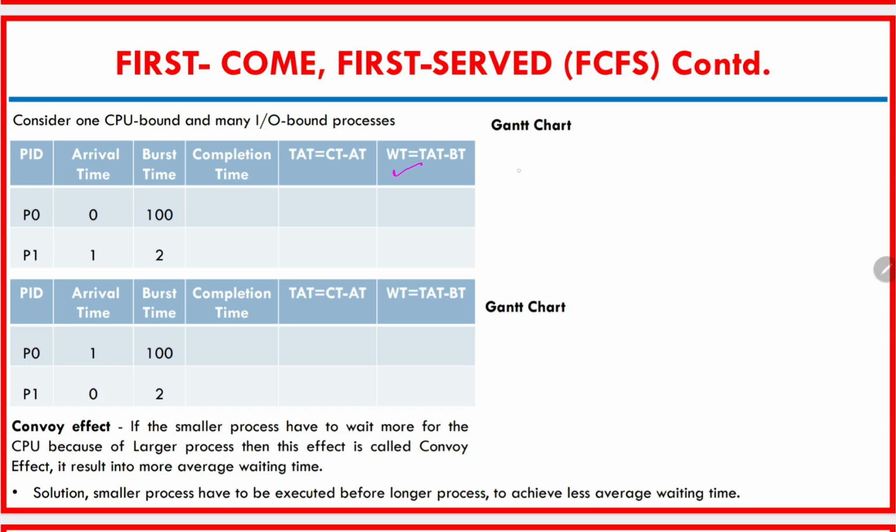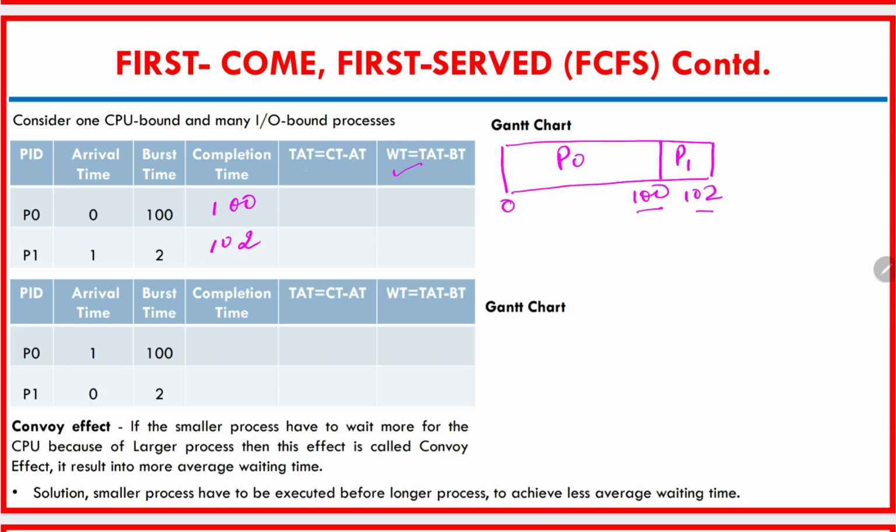First of all, let's draw the Gantt chart for this system. We are having only two processes. P0 came first, so it begins its execution with the CPU, and it executes for 100 milliseconds, and thereafter P1 gains the control of CPU, and it executes for the next 2 milliseconds, that is from 100 till 102. So the completion time for P0 is 100, and the completion time for P1 is 102.